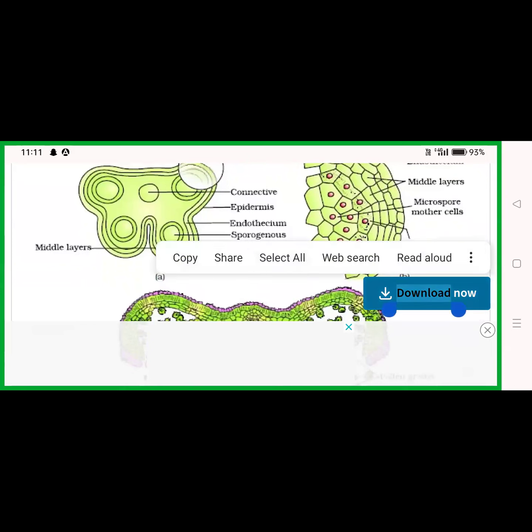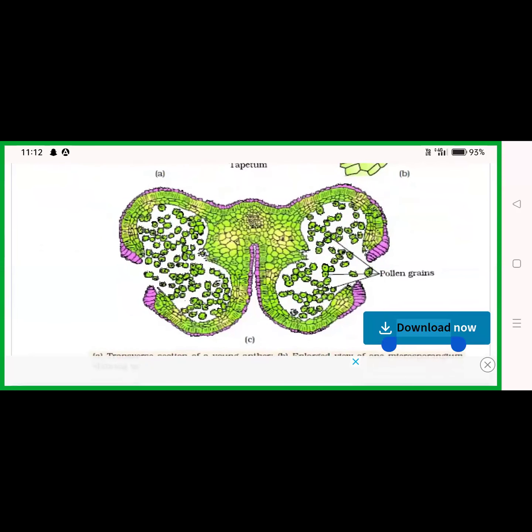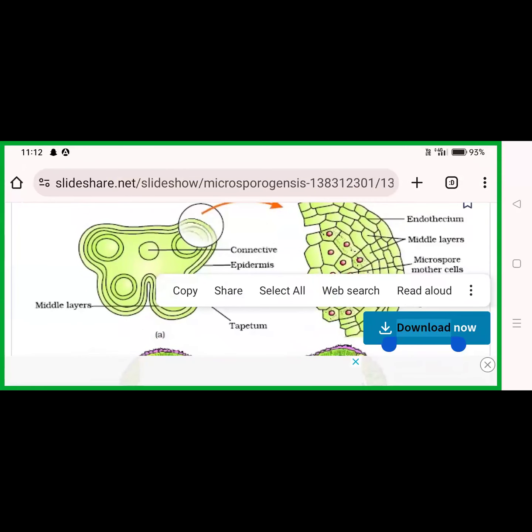First one is the epidermis. This is the outermost layer of the anther wall. It is made up of tangentially flattened cells. The epidermis performs its usual protective function. Okay, the epidermis is for protective purposes. See here, these are the pollen grains released from the anther. See here, first we will take the epidermis. It is the outermost layer of the anther wall. It is for protection. Okay.